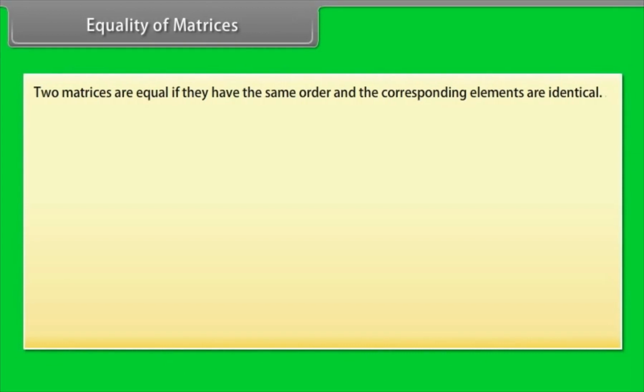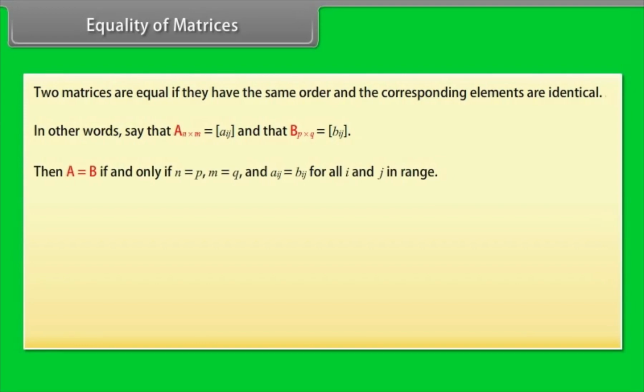Two matrices are equal if they have the same order and the corresponding elements are identical. In other words, say that A, n by m, is equal to [aij] and that B, p by q, is equal to [bij]. Then A is equal to B if and only if n is equal to p, m is equal to q, and aij is equal to bij for all i and j in range.